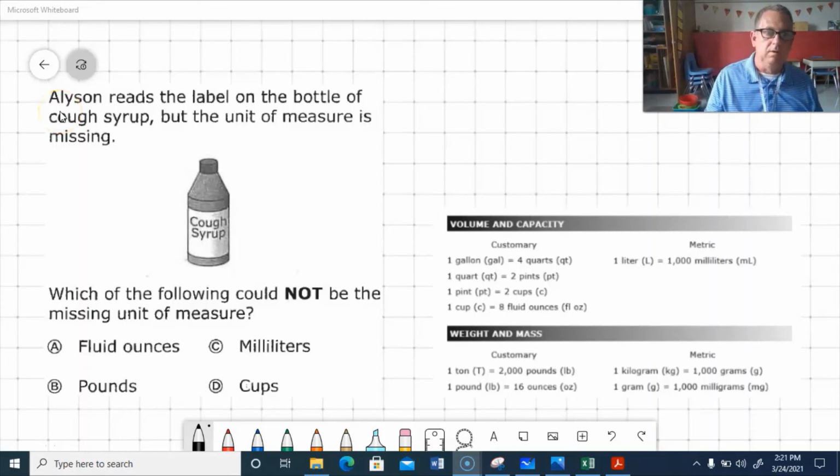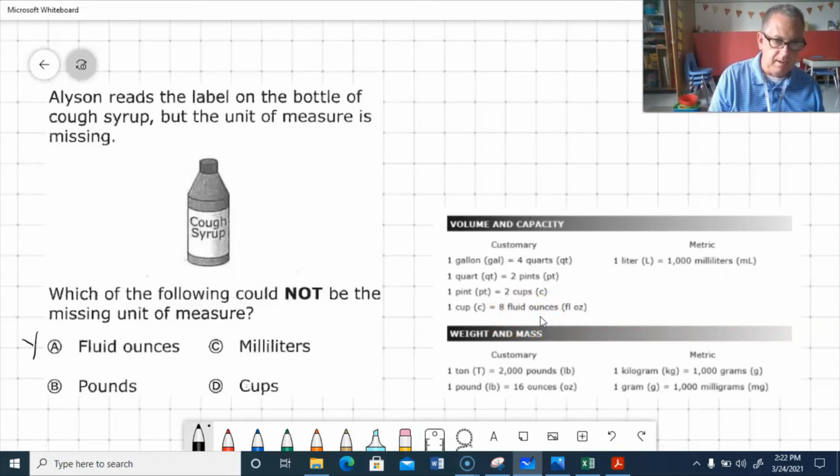Okay, go and follow along as I read. It says, Allison reads the label on the bottle of cough syrup. But the unit of measure is missing. Which of the following could not be the missing unit of measure? So we're going to go through here and we'll say yes, it could be, or no, it can't be. A, could it be fluid ounces? Okay, well, let's check. Generally, cough syrup is going to be liquid, and it's a capacity measurement. So we're looking for stuff that falls under the volume capacity. And fluid ounces does look like right there, we do use it. So I'll say yes on that.